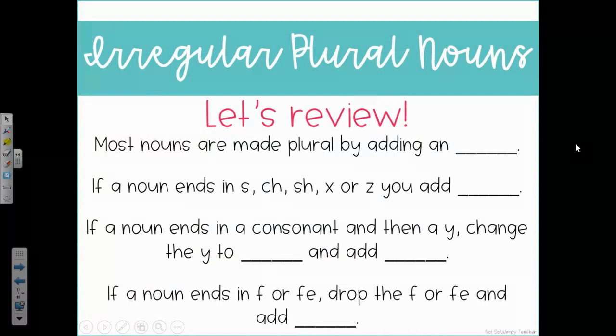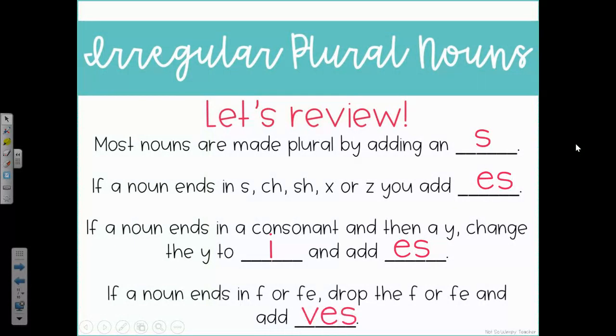All right, let's review the plural nouns that are regular. Most nouns are made plural by adding what letter? You got it, S. If a noun ends with S, CH, SH, X, or Z, you have to add what to the end? Correct, ES. If a noun ends in a consonant and then a Y, change the Y to an I and add ES. If a noun ends in F or FE, drop the F or FE and add, think of leaves, VES. Good job.